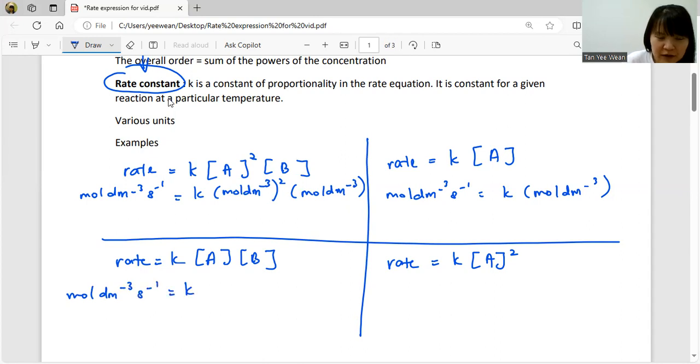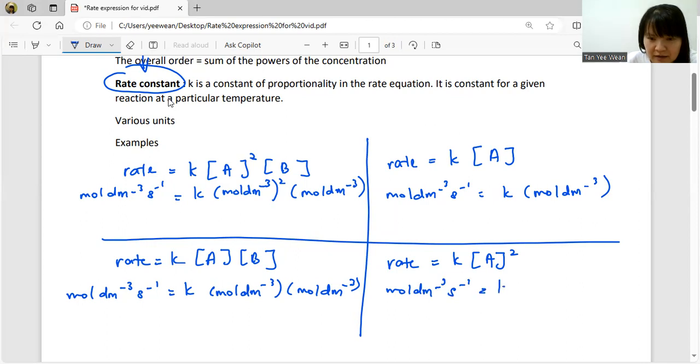But K, the unit always changes. I'm going to separate this two. Mole per dm cube and another mole per dm cube. Rate never changes. It's mole per dm cube per second. And K, and this is mole per dm cube squared. Okay, tackle the easy one first. So cut. So this, the K, the unit for K is per second.